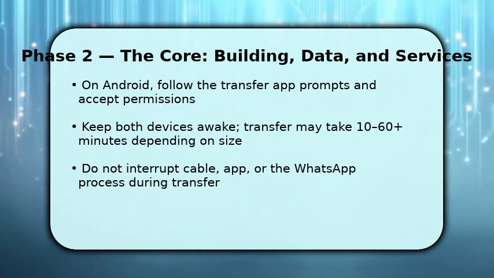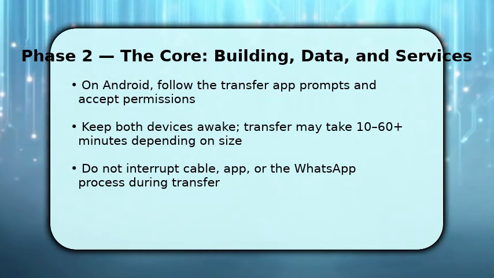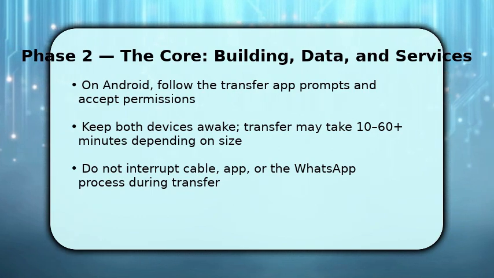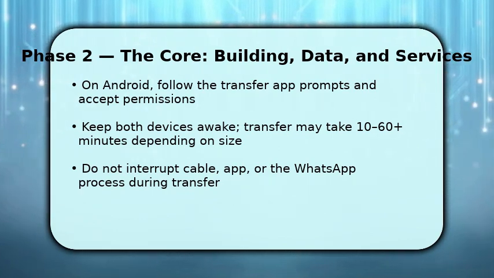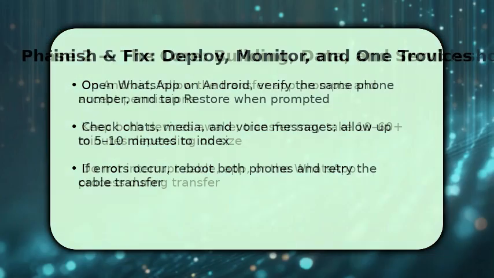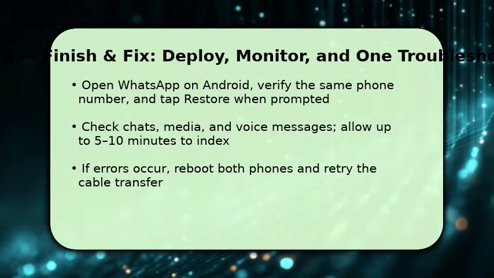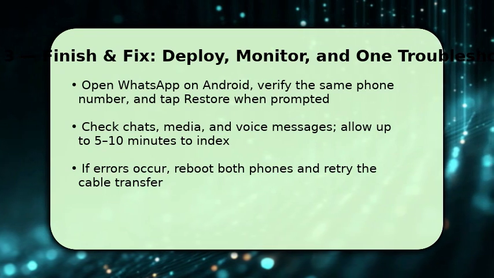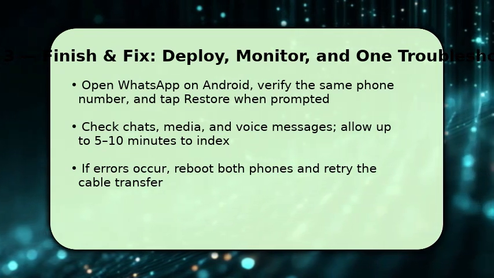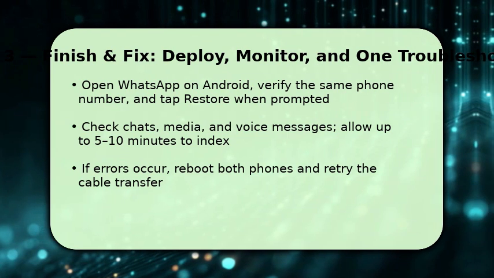Make sure to stay connected to power and avoid background apps that might kill the transfer, because interrupted transfers require restarting from the beginning. When the transfer completes, install or open WhatsApp on your Android and verify the identical phone number. You will be offered to restore the transferred local backup.